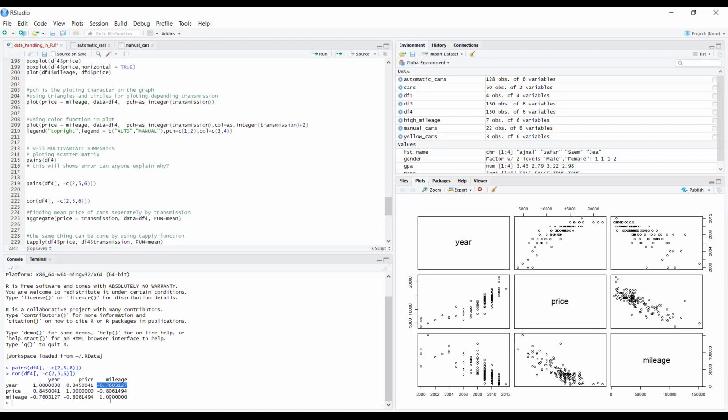Now in the diagonal, you can see that the correlation is 1. The correlation between the year and year is 1. Correlation between the price and price is 1. The correlation between mileage and mileage is 1. And the remaining correlations are replicas. 0.76 in the upper right corner and lower left corner has the same number. Similarly, 0.845 and 0.845, these two are replicas, and minus 0.80 and minus 0.80 are replicas. So some of the values are replicas and some of the values are unique here.